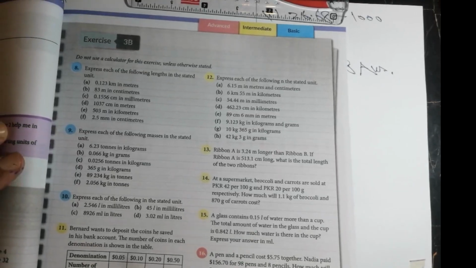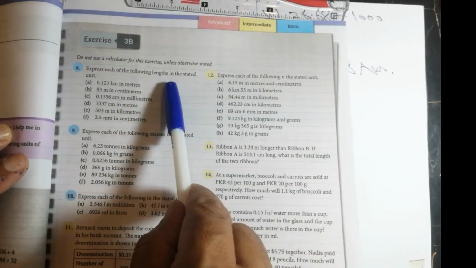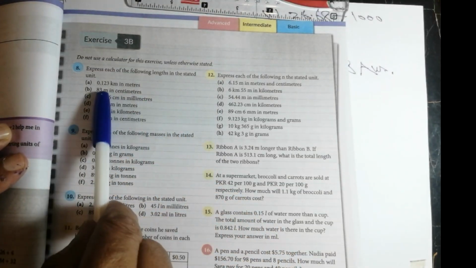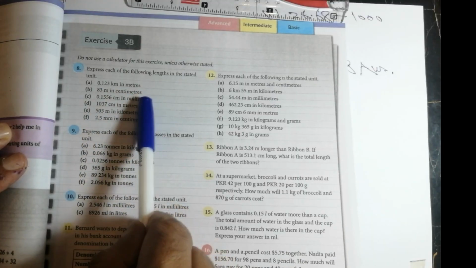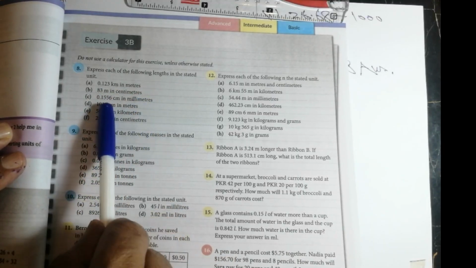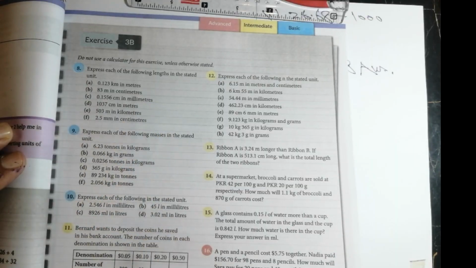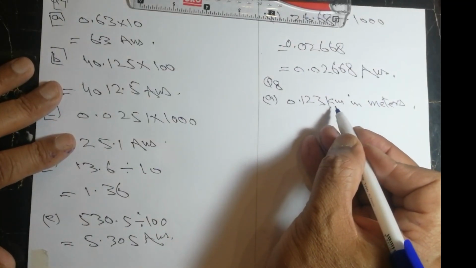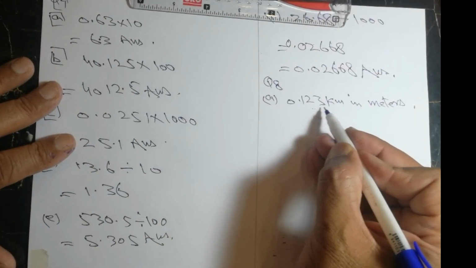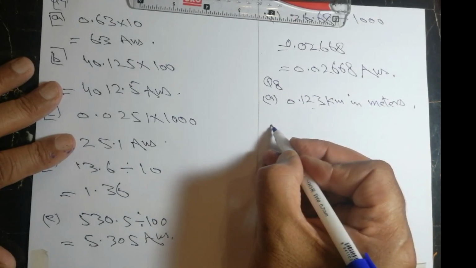Now the question number 8, express each of the following lengths in the stated unit. So kilometers are given, we need to convert into meters, meters to centimeters, centimeters to millimeters, like this. So part A is 0.123 kilometers in meters. So we need to convert kilometers.